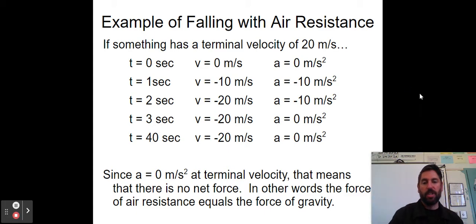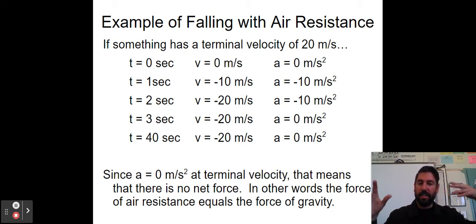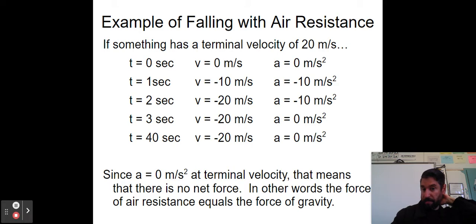So what you need to know about this, if I give you a terminal velocity, an object cannot accelerate past that point when it's falling, because the force of gravity is going to be canceling the air resistance. So the down and the up are canceling, and if there's nothing pushing on it, it's just going to keep going at the same speed.